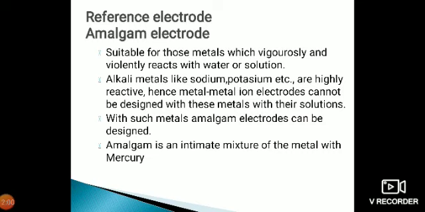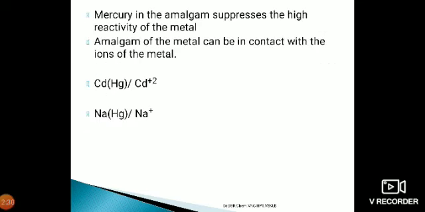Another type of reference electrode is the amalgam electrode, and these amalgam electrodes are suitable for those metals which react vigorously and violently with water or solution. Alkali metals like sodium, potassium, etc. are highly reactive, hence metal ion electrodes cannot be designed with these metals in their solutions. With such metals, amalgam electrodes can be designed. Amalgam is an intimate mixture of the metal with mercury.